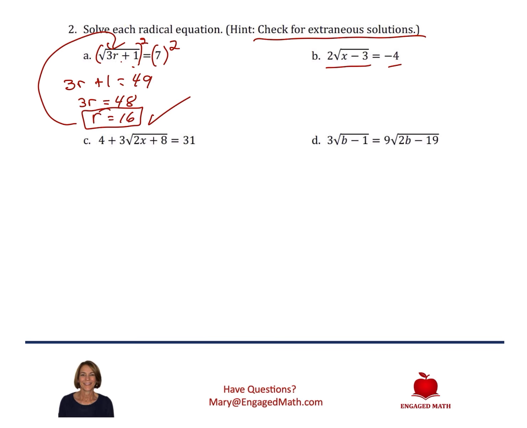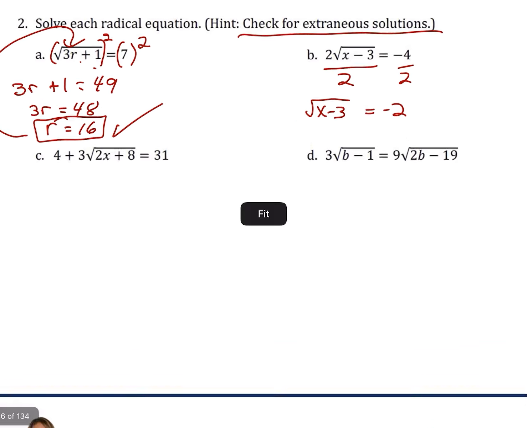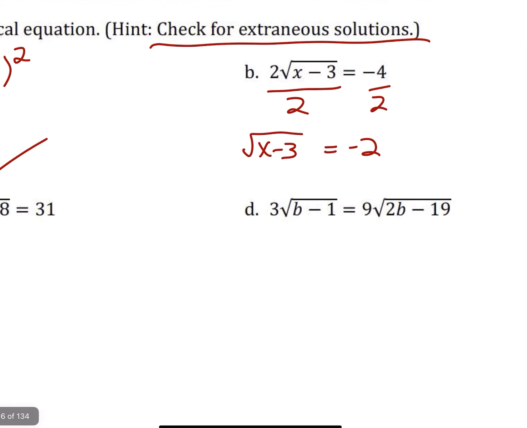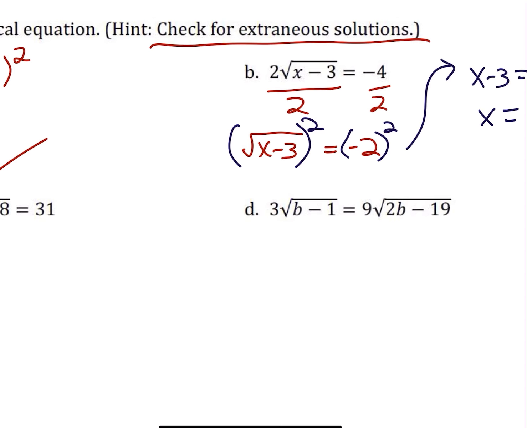So let's get started. First thing we're going to do is divide both sides by 2. So we have the square root of x minus 3 equals negative 2. I'm going to zoom in a little bit for this so you can see really clearly what happens. Now I'm going to change our color so we can see that if we square both sides, we end up with x minus 3 equals a positive 4. Add 3, so we get x equals 7.